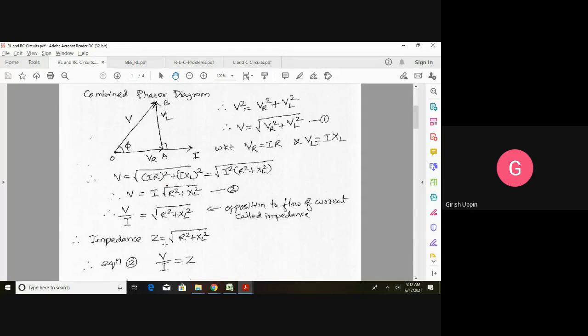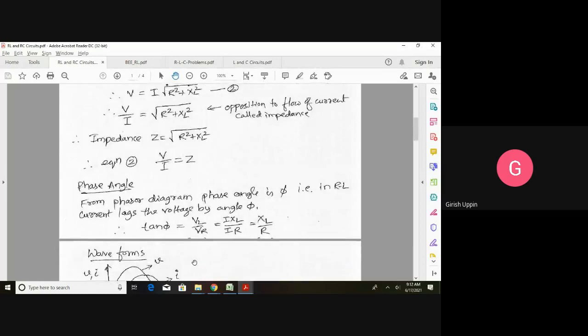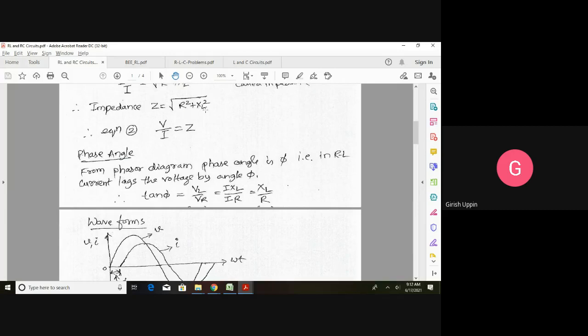What is the impedance of the circuit? Impedance of the circuit is the opposition offered to the flow of the current in that particular circuit. In this case, it is a RL circuit. So opposition is always represented as ohms, so impedance is also represented as ohms. So you have to remember V by I is equal to Z. Now everything is in the same line. V by I is equal to R, resistive circuit. V by I is equal to XL, inductive circuit. V by I is equal to XC, capacitive circuit. V by I is equal to Z, RL circuit. What is Z? Z is square root of R square plus XL square.